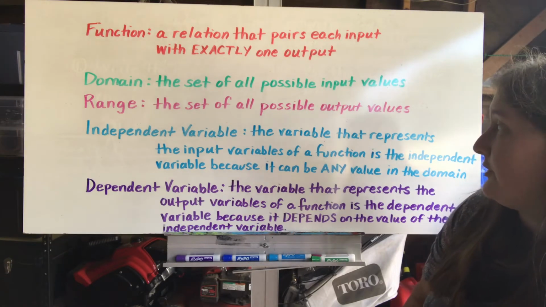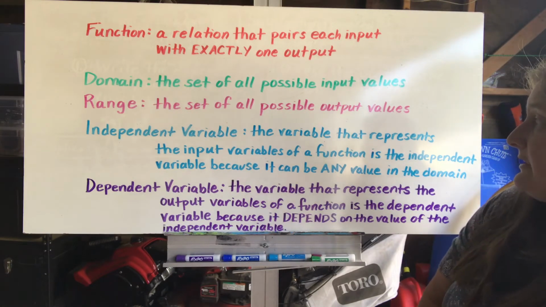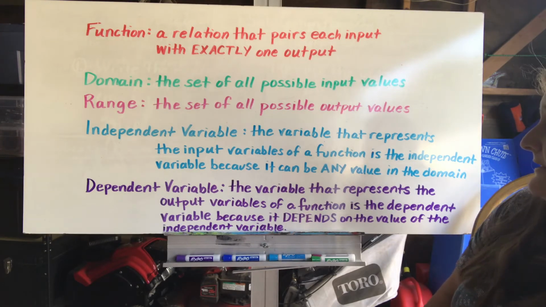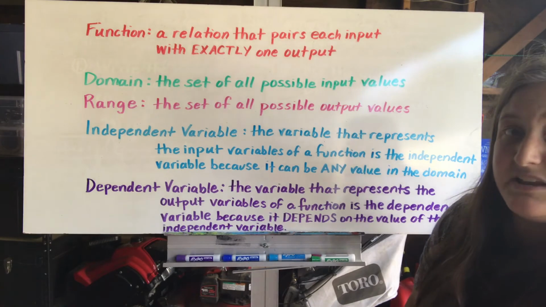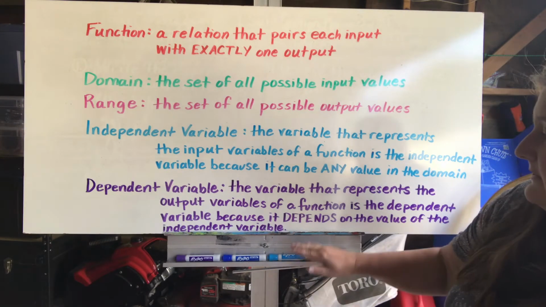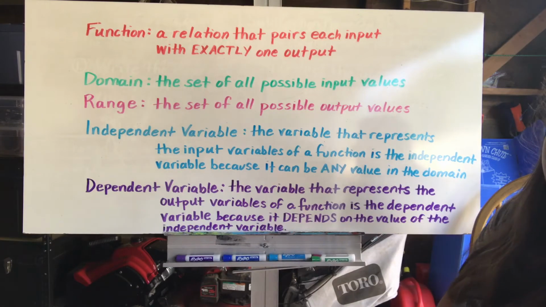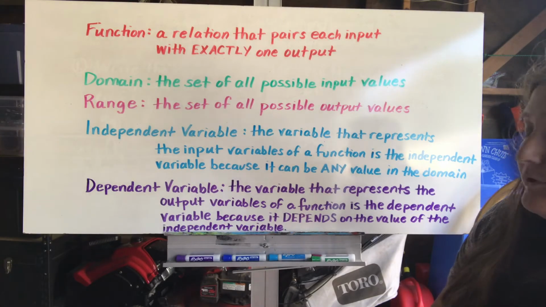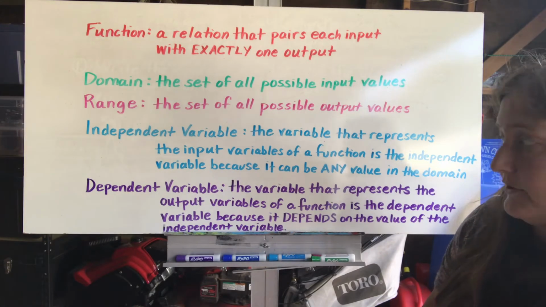An independent variable is the variable that represents the input variables of a function. It's called independent because it can be basically any value. It's independent. It can be whatever it wants. But the dependent variable is the variable that represents our outputs. And this variable depends on what the input was. So therefore we call it the dependent variable.